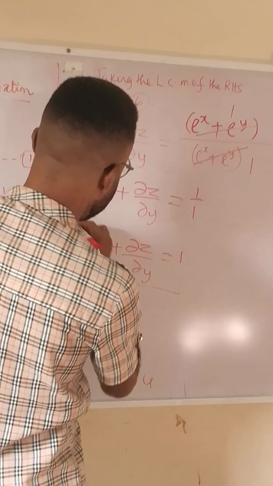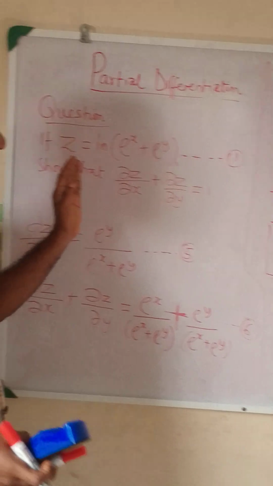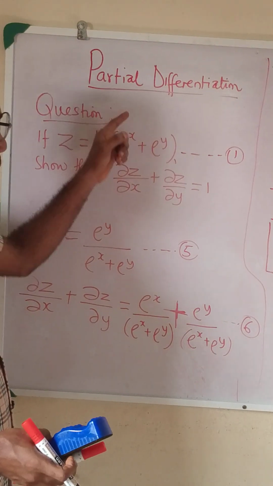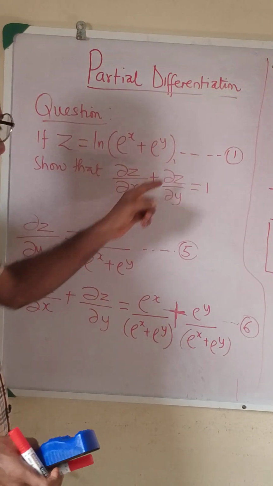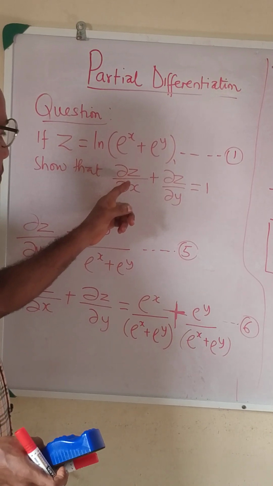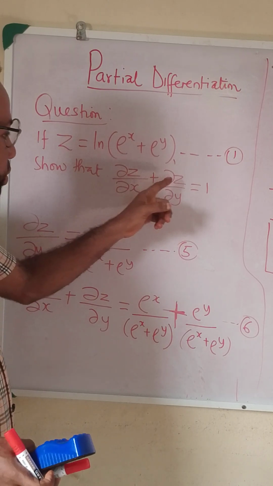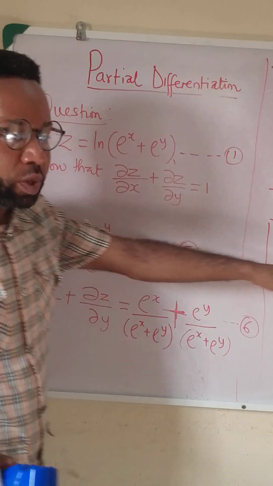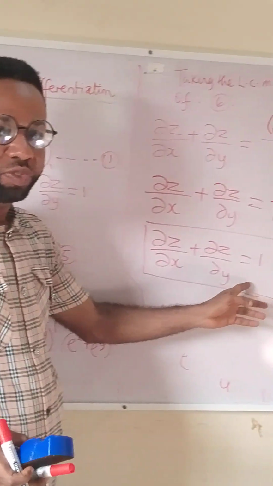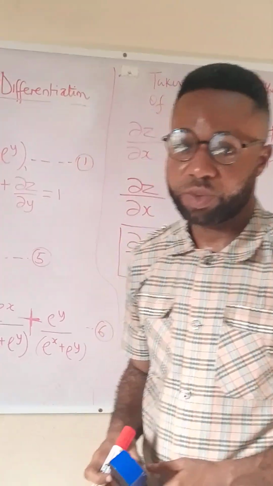So we have been able to prove that given that z equals ln of e^x plus e^y, the partial derivative of z with respect to x plus the partial derivative of z with respect to y is equal to 1. So we've been able to prove this. So basically that is how to solve that question. Thank you.